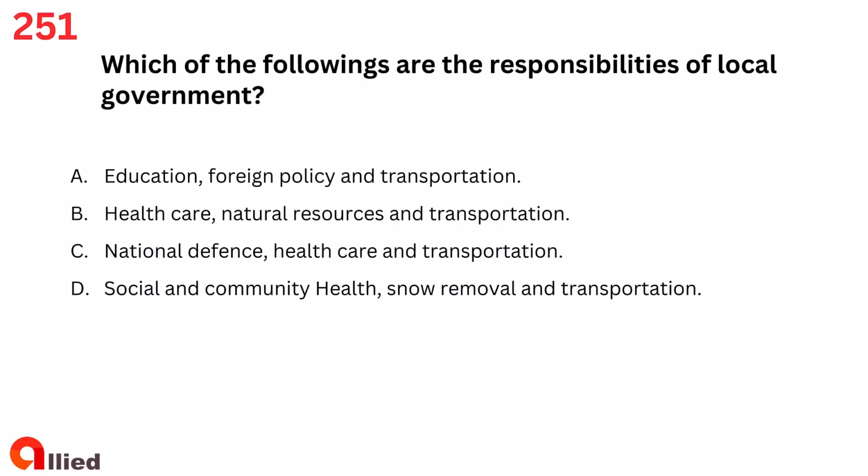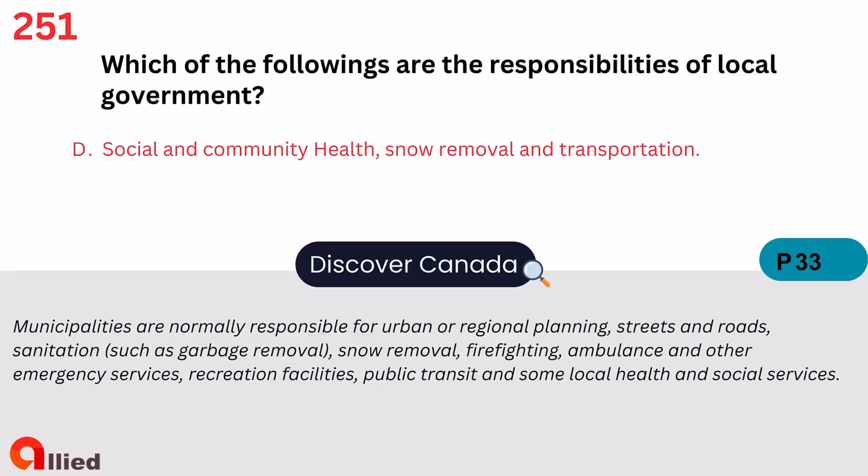Question 251. Which of the followings are the responsibilities of local government? A. Education, foreign policy, and transportation. B. Healthcare, natural resources, and transportation. C. National defense, healthcare, and transportation. D. Social and community health, snow removal, and transportation. The answer is D. Social and community health, snow removal, and transportation.